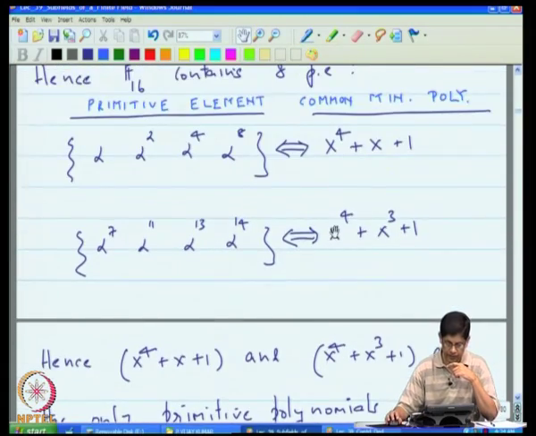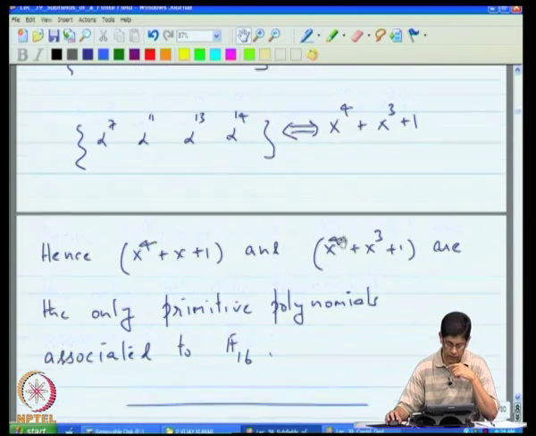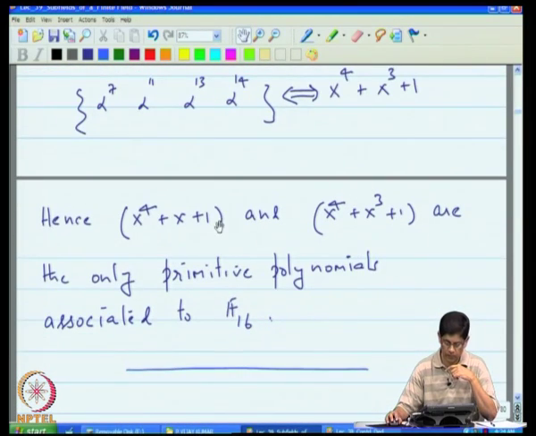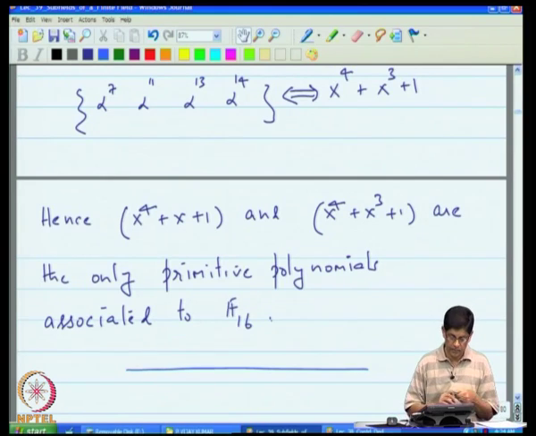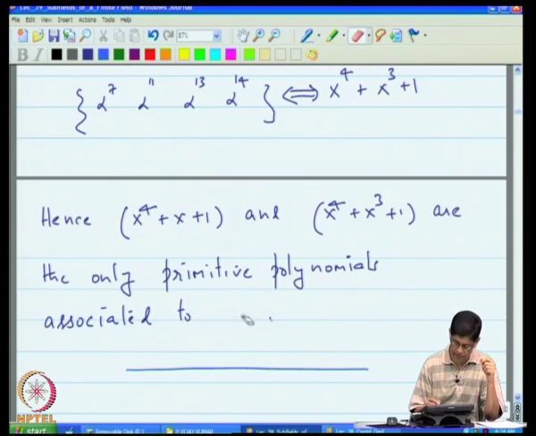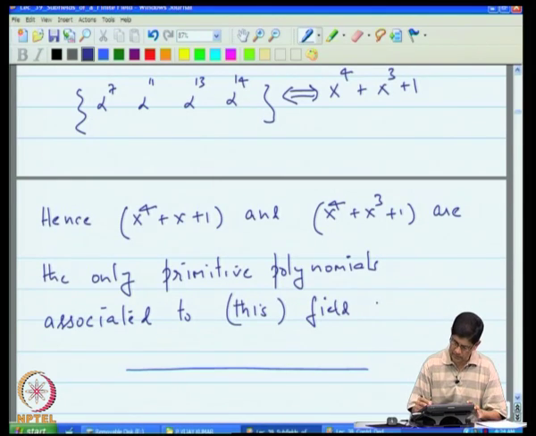Thus, in this particular field it turns out that x^4 plus x plus 1 and x^4 plus x^3 plus 1 are the only primitive polynomials associated to this particular finite field. But as it turns out, all finite fields are really the same. So, this turns out to be true for all finite fields. So, I am just going to write this in brackets and just put down in here F16. Okay.